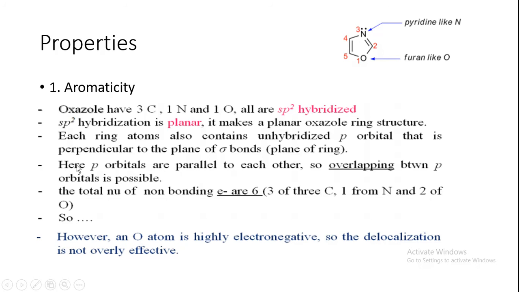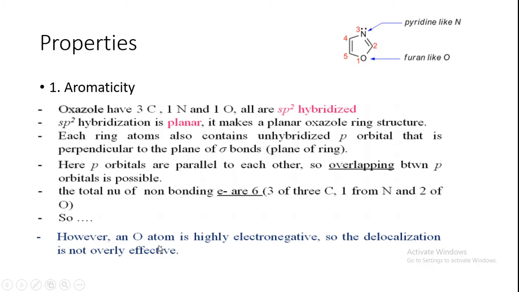Here the p orbitals are parallel to each other, and lateral overlapping of these p orbitals gives rise to the double bonds. The total number of pi electrons is 6: 1 from each of the 3 carbons, 1 from nitrogen, and 2 from oxygen. So it follows Huckel rule. However, oxygen is highly electronegative, so delocalization takes place, but it is not overly effective.